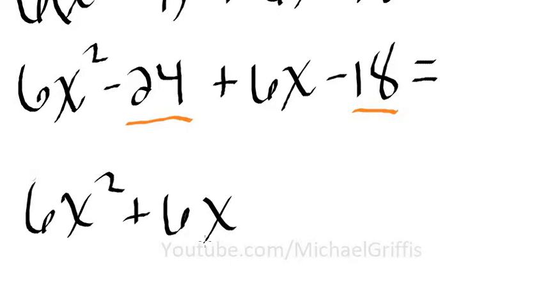It's looking like what is that? 42. Minus 42. That's what it looks like.